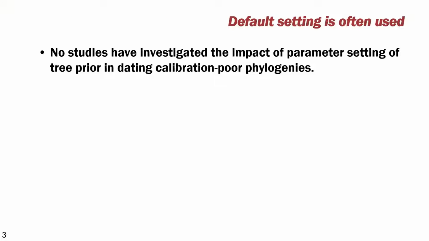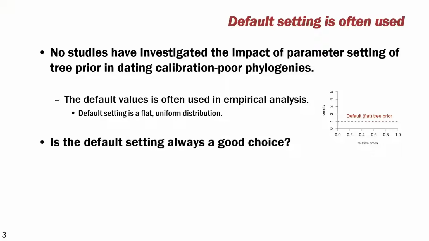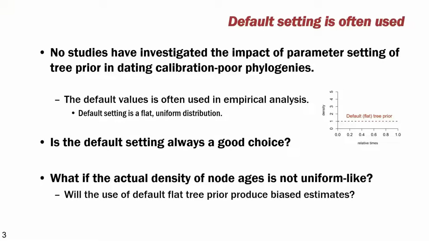Unfortunately, no studies have investigated the impact of parameter settings of the tree prior in dating calibration-poor phylogenies. In fact, the default setting is often used in empirical analysis, which is a flat and uniform distribution. We don't know whether that is always a good choice or not. What if the density of the actual node ages is not uniform-like? Would that create any problems?